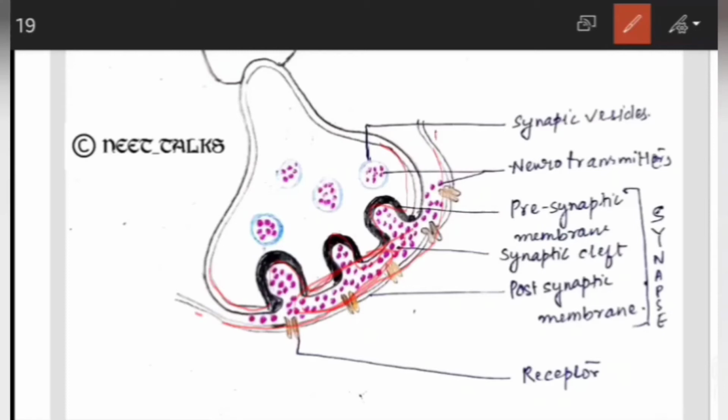And what is the function of this postsynaptic membrane? Its function is to catch the neurotransmitters. So it should have some receptors. You see these orange colored receptors? These receptors accept the neurotransmitters so that the impulse, the information carried by the neurotransmitter, is transmitted to the postsynaptic neuron. So this is the basic structure.